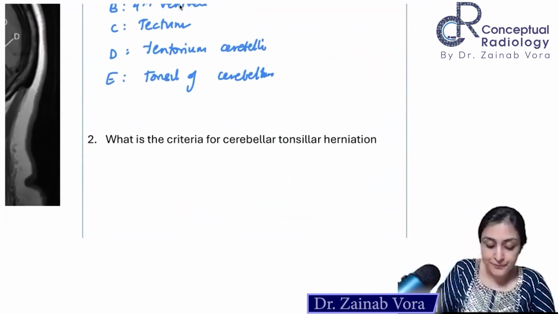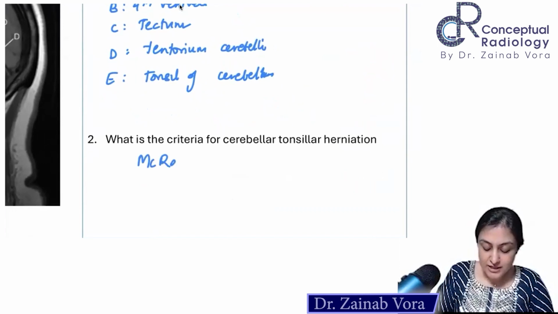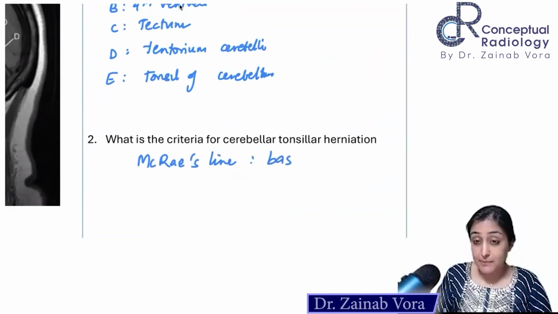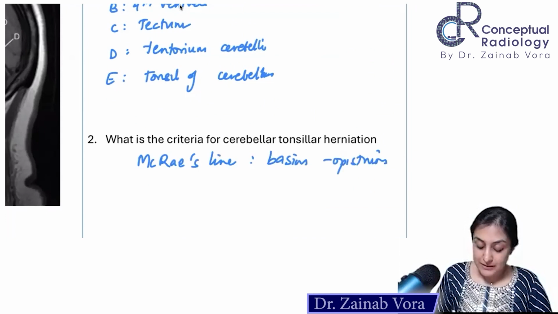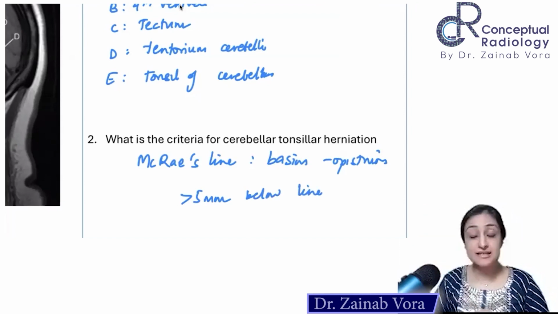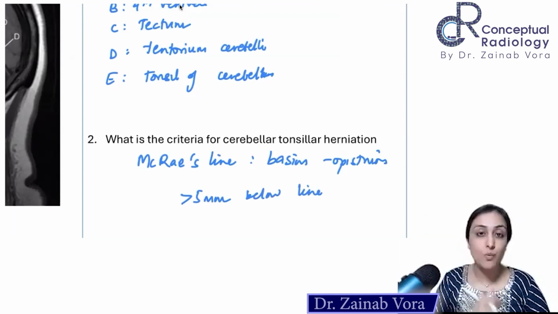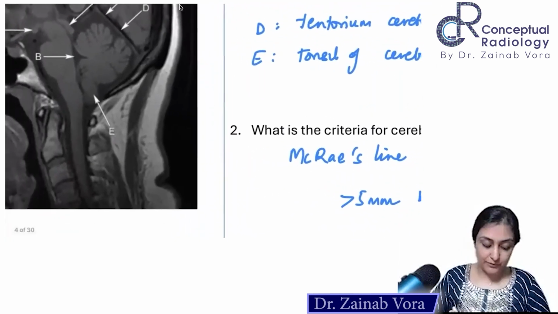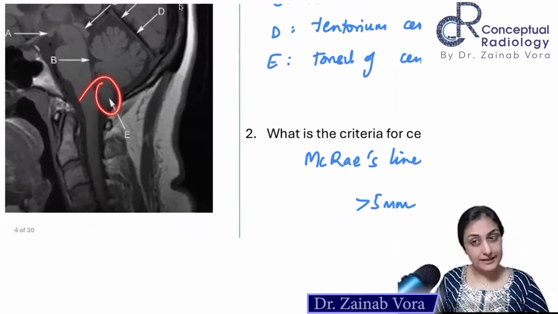So what you have to write is, draw a line which is McRae's line, connecting the basion to the opisthion. And if the cerebellar tonsil is more than 5 mm below this line, this is tonsillar herniation. And yes, this is indicative of Arnold-Chiari type 1. So this is a sign of Arnold-Chiari type 1 malformation. Okay, so that is what we are seeing.